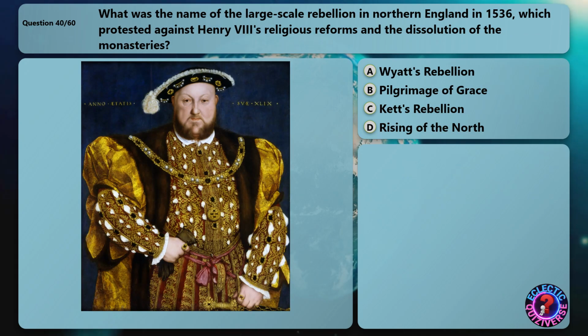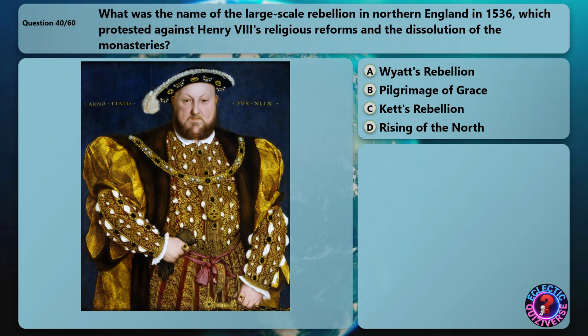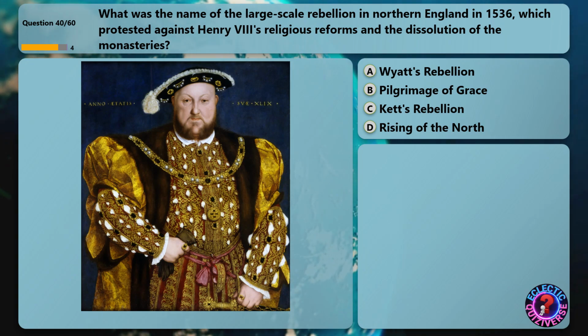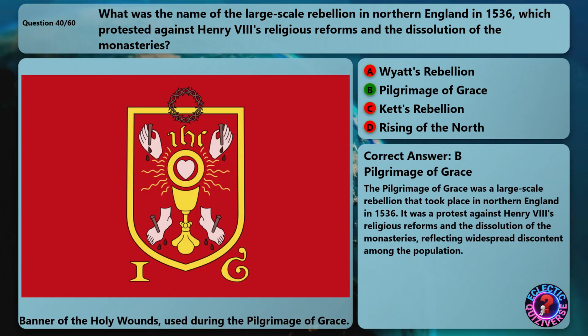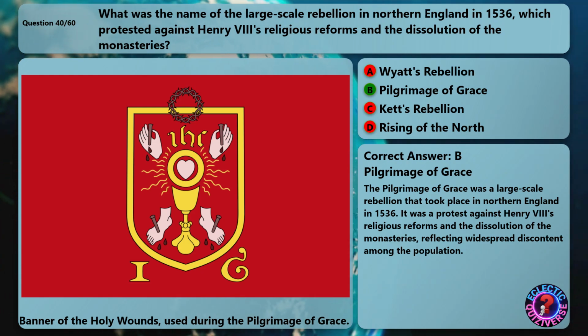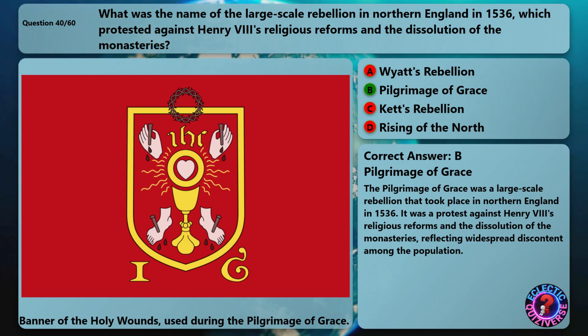What was the name of the large-scale rebellion in northern England in 1536, which protested against Henry VIII's religious reforms and the dissolution of the monasteries? The correct answer is Pilgrimage of Grace. The Pilgrimage of Grace was a large-scale rebellion that took place in northern England in 1536. It was a protest against Henry VIII's religious reforms and the dissolution of the monasteries, reflecting widespread discontent among the population.